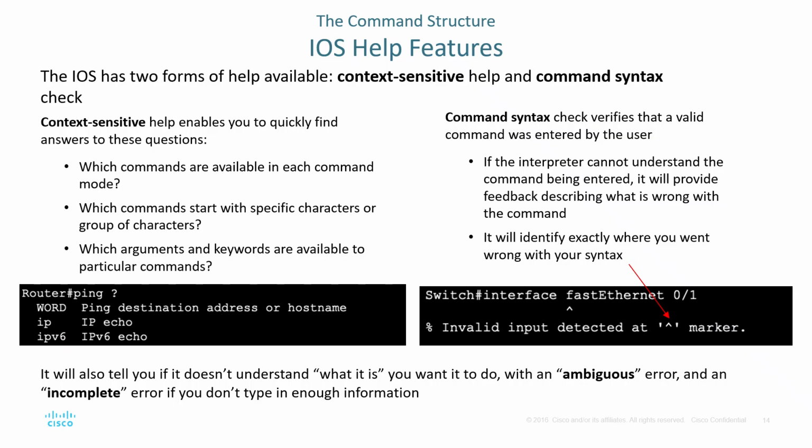Okay, so whenever you see IP alone, it stands for version 4. If you want to utilize IPv6, you actually have to type in v6. Now, command syntax check verifies that a valid command was entered by the user. If the interpreter cannot understand the command being entered, it will provide feedback describing what is wrong with the command.